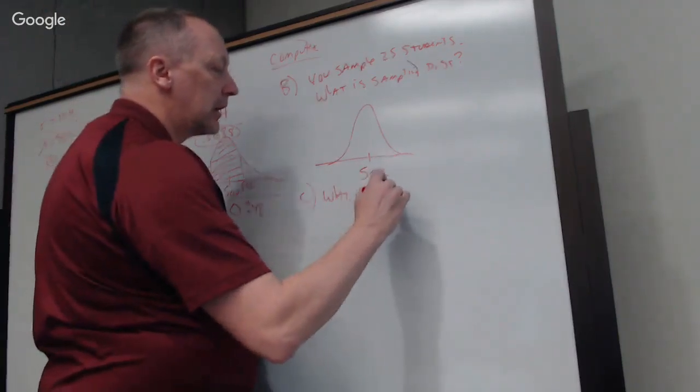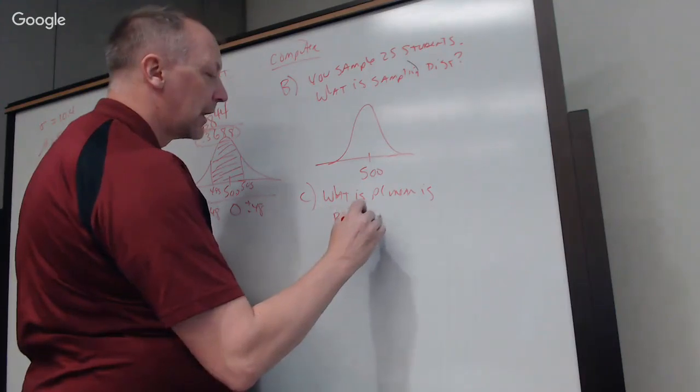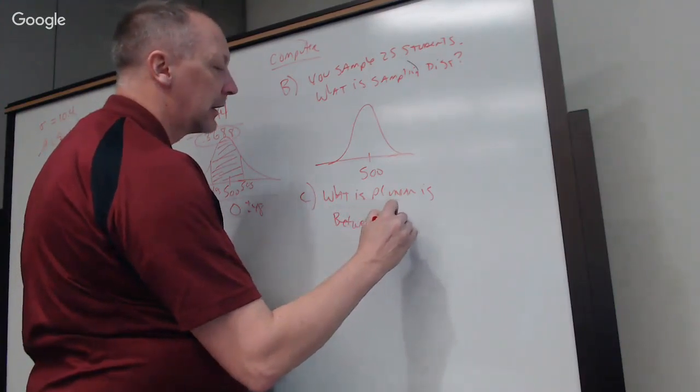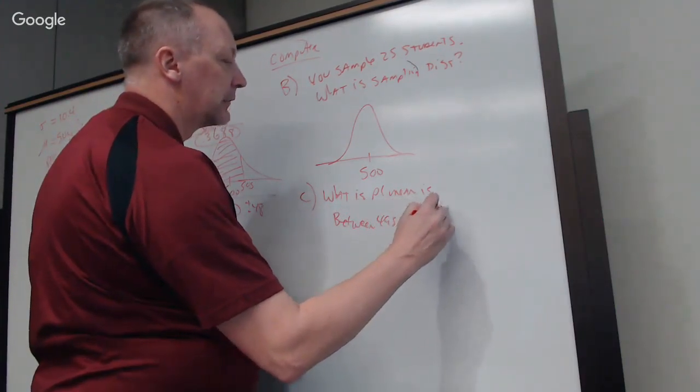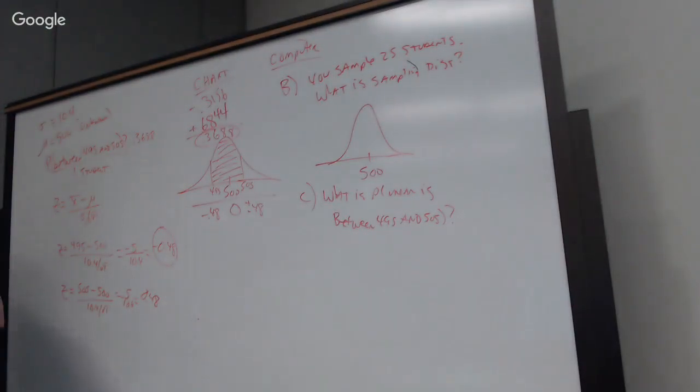Okay. Part C. What is the probability that the mean is between 495 and 505? Okay, now you guys, this is the question you guys were trying to answer.